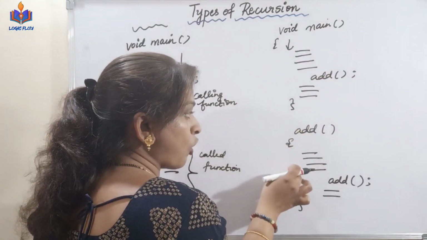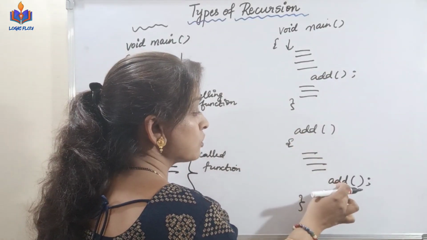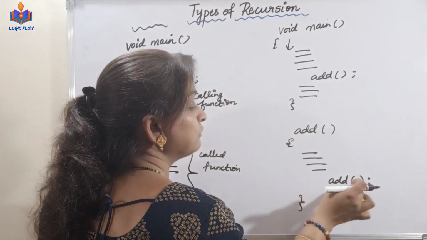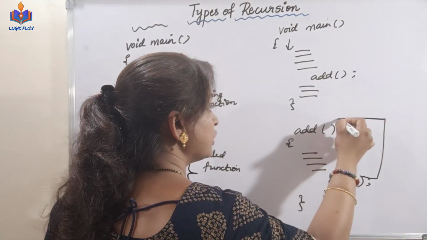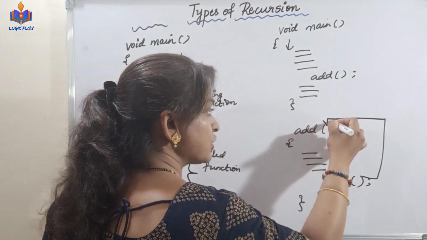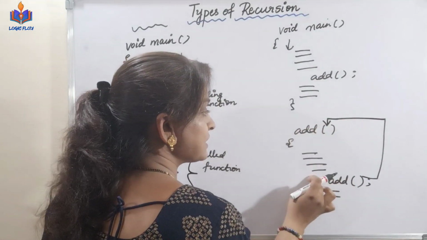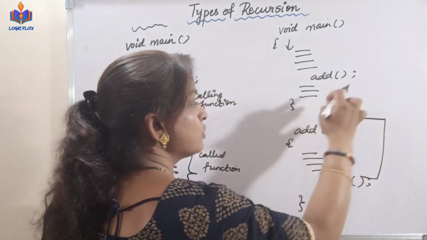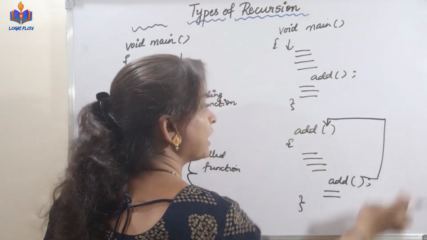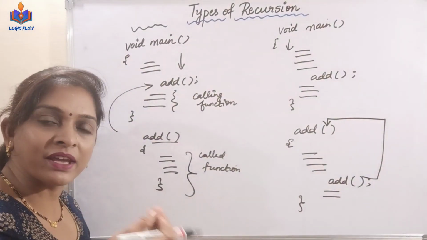When I get into the called function, I have a function call here also, where that function call is a call to the same function itself. So the control will go to the same function. Then once again I'll get inside, right? When I get inside this, again a function call, it goes on, then again it comes, again goes on, it goes on like this. But where is the termination point?